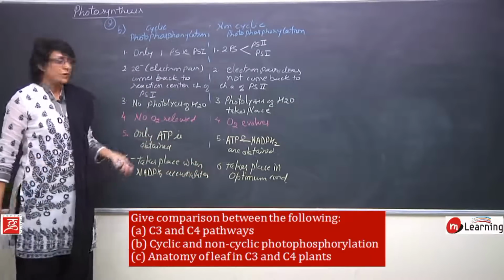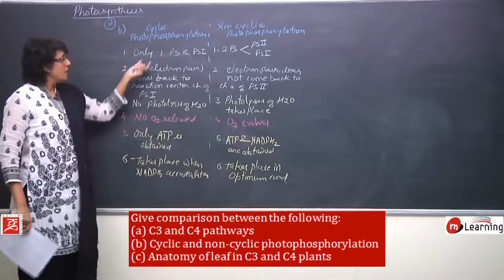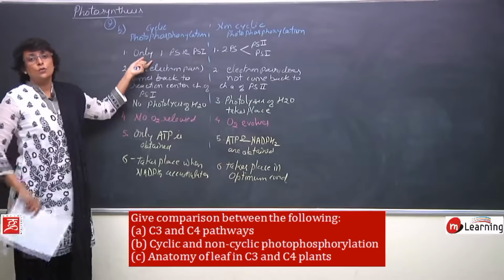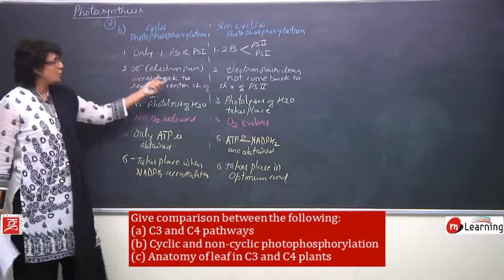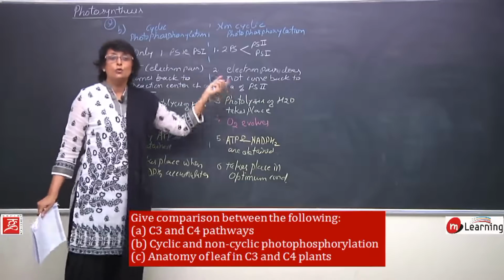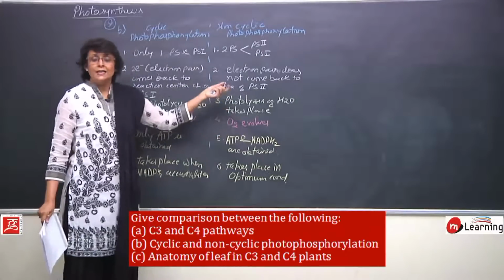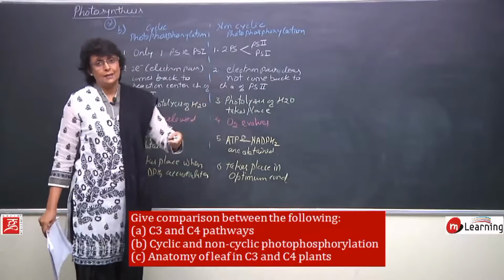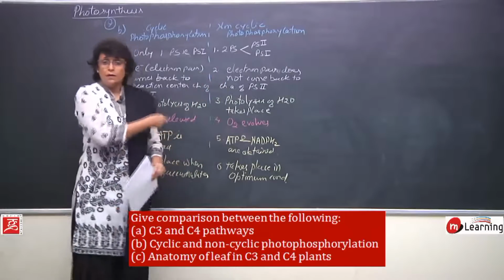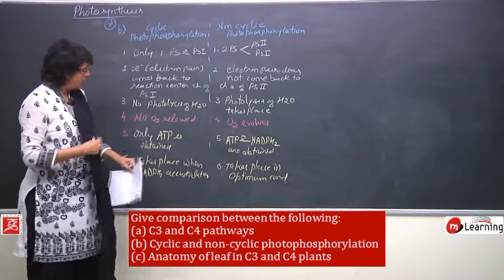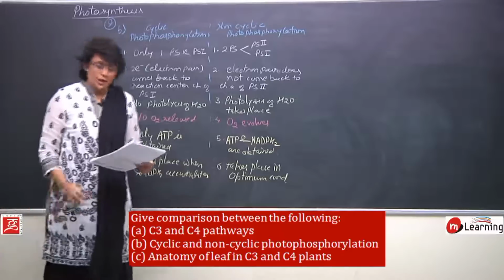Diagram wise also we know how the difference is. Then we can also write here there is only one electron transport chain. In case of non-cyclic, there are two electron transport chains, one between PS2 and 1 and second between 1 and NADPH. So, that one more can be a difference, and then we can draw the flow chart also.